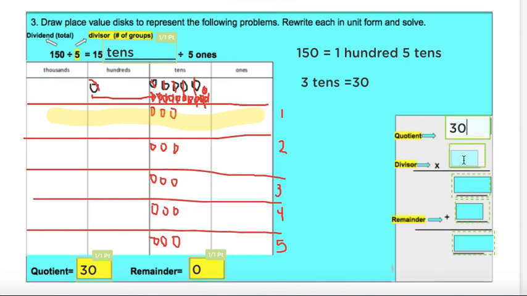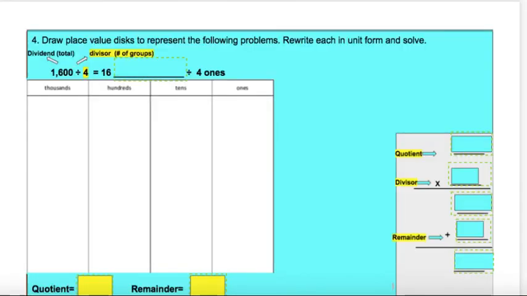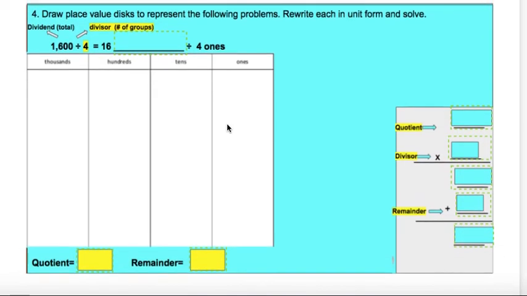Let's quickly check our work. Our quotient is 30. Our divisor is 5 because we made 5 groups. 3 times 5 is 15. And then we took a 0 away, so we have to add it back. Plus our remainder of 0, and we get 150. As a reminder, we're moving through our check our work section rather quickly because we have been doing this for several weeks. All right, here we go.